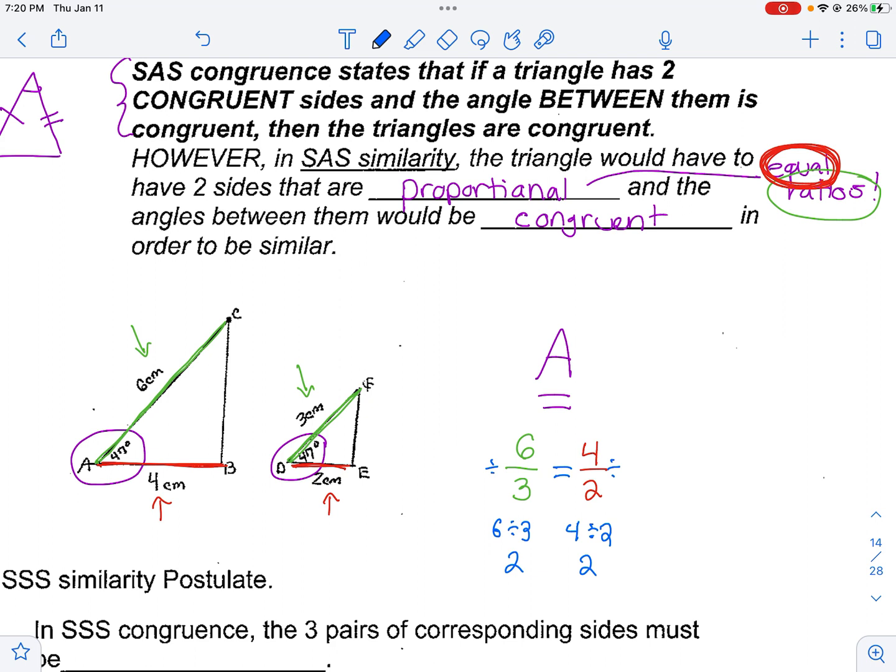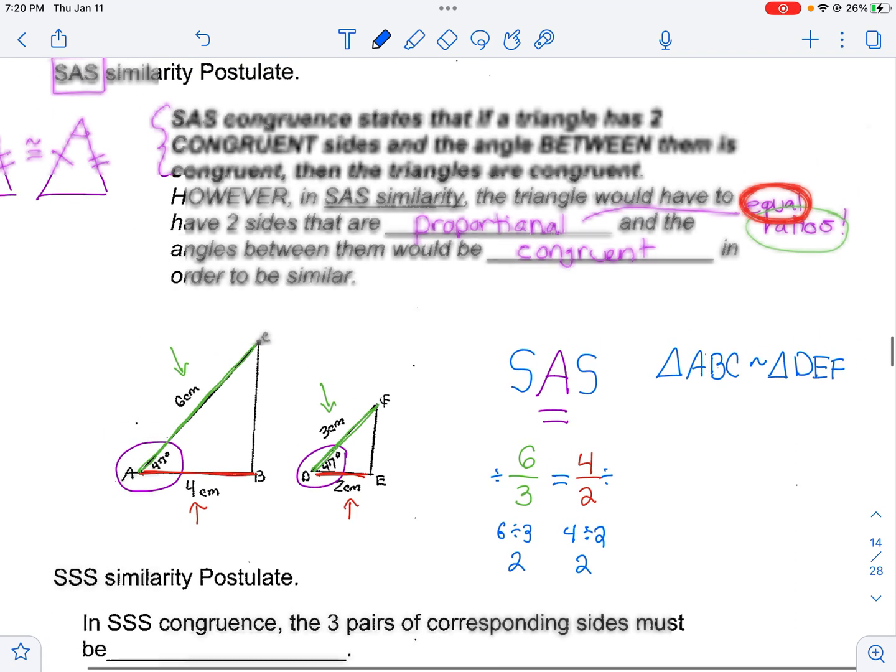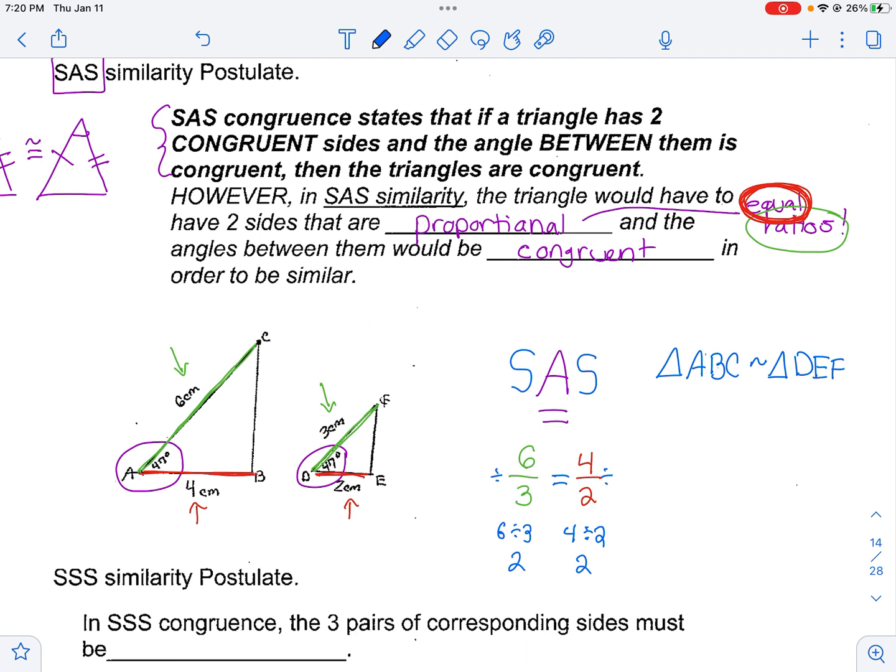The fact that the ratios are equal proves that I can use side, angle, side to show that the triangles are similar. So then I can say triangle ABC is similar to triangle DEF. So side, angle, side, is a little different than with congruence. We have to look at these ratios, and that's going to be a key part of all of this.